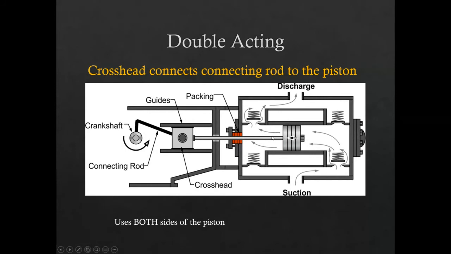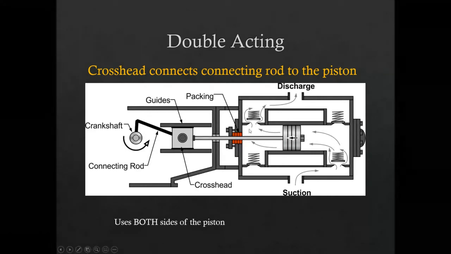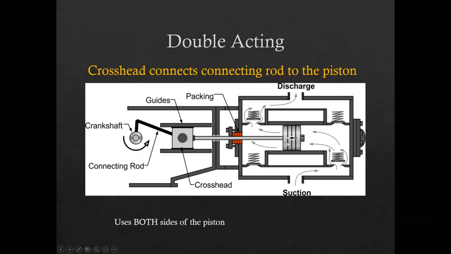And it's got a few more pieces in it, of course: two sets of valves, one for each end, and a bunch of different components that we should probably become familiar with. The piston is connected to the crankshaft by the connecting rod through what's called a crosshead, which sits inside of some guides here, connected to a stem that goes through packings and ultimately connects to the piston here. So this is called the crosshead, and its purpose is to connect the connecting rod to the piston. This is our connecting rod, of course, and then our piston way over here.